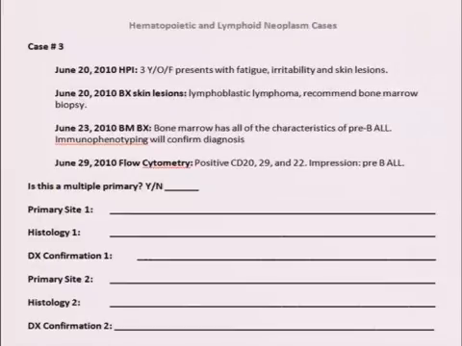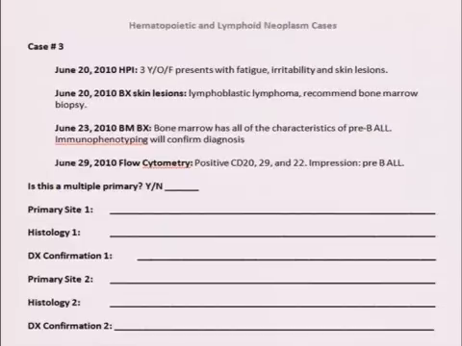So the skin lesions were biopsied, and they showed lymphoblastic lymphoma in the skin, and they recommended a bone marrow biopsy. Now, why would they do that? Because lymphoblastic lymphoma doesn't usually start on the skin. So they want to also make sure that the patient is not a stage 4 at the beginning, because they would treat the patient differently.